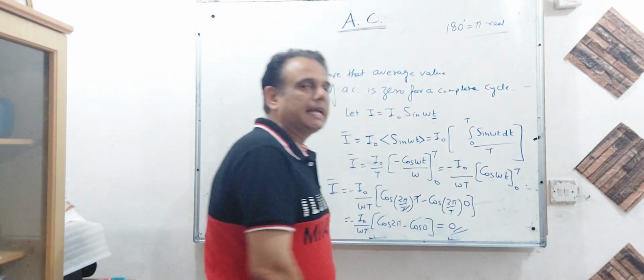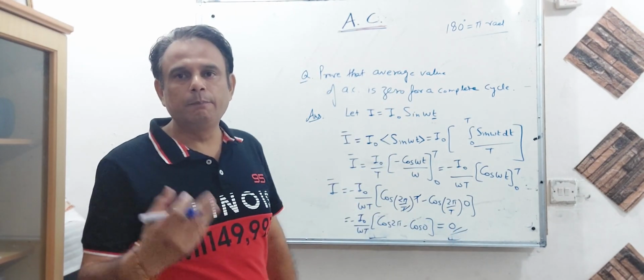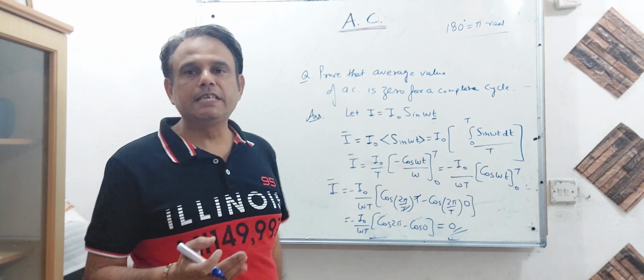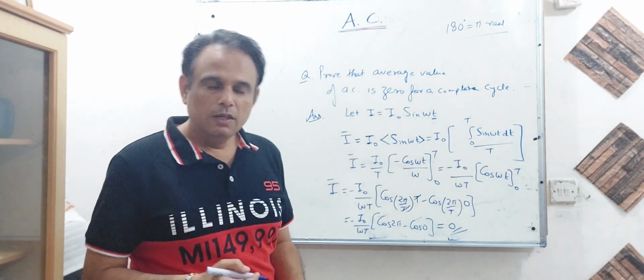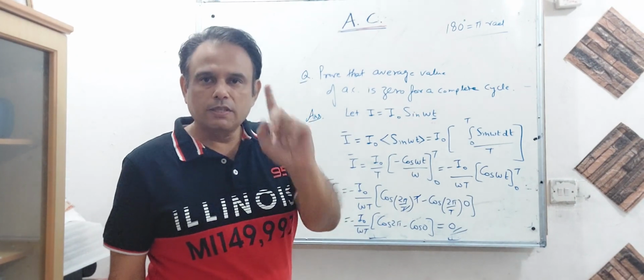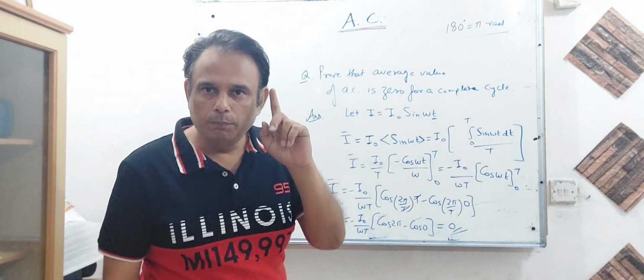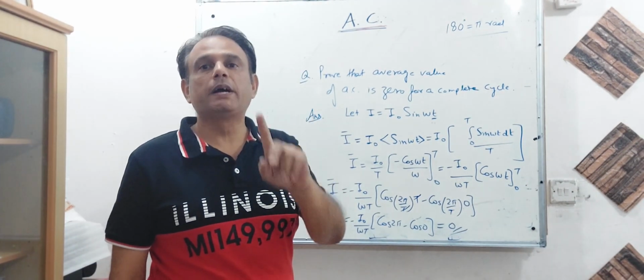So like this, a 2 marker comes in your board exam: prove that the average value of AC for a complete cycle is 0. For that you should remember cos 0 is 1, cos pi is minus 1 and cos 2 pi is plus 1.